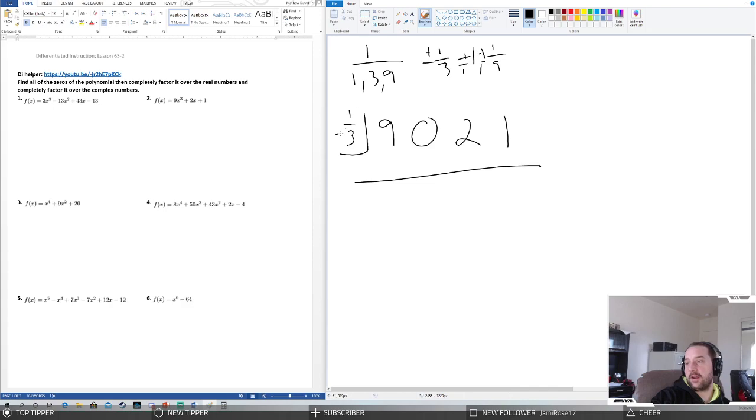And then the reason why I would try 1/3 over 1 is you notice how it's getting smaller. So the way things get smaller is by multiplying by a fraction that's less than 1.